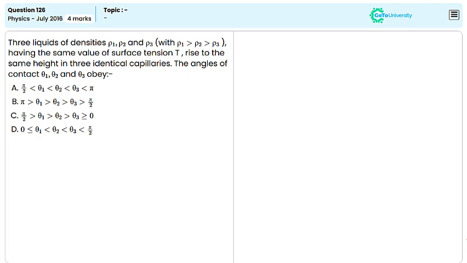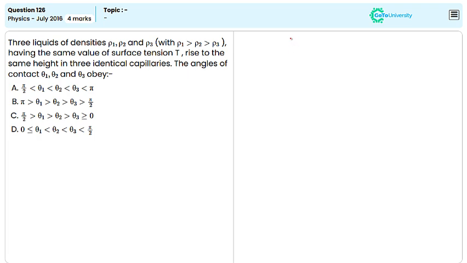Three liquids of densities ρ1, ρ2 and ρ3, with ρ1 greater than ρ2 greater than ρ3, having the same value of surface tension T, rise to the same height in three identical capillaries. The angles of contact θ1, θ2 and θ3 obey which of the following relations in the given options?